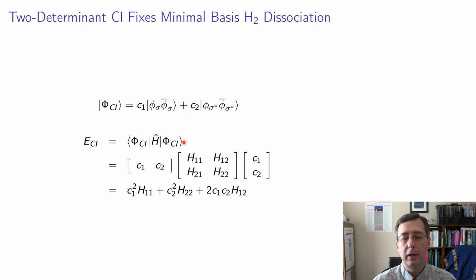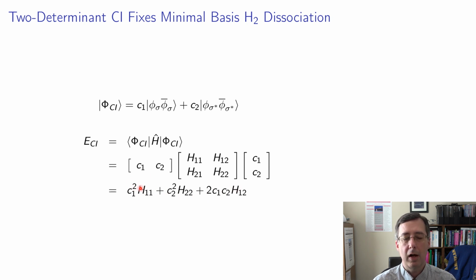And I can do a configuration interaction calculation. The energy is just the expectation value of the Hamiltonian for this wave function. So I can plug this in matrix form and write this out and see that I get this combo of terms.